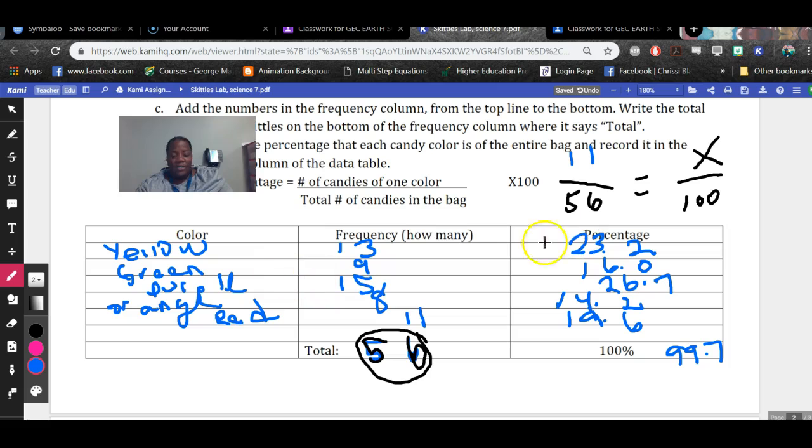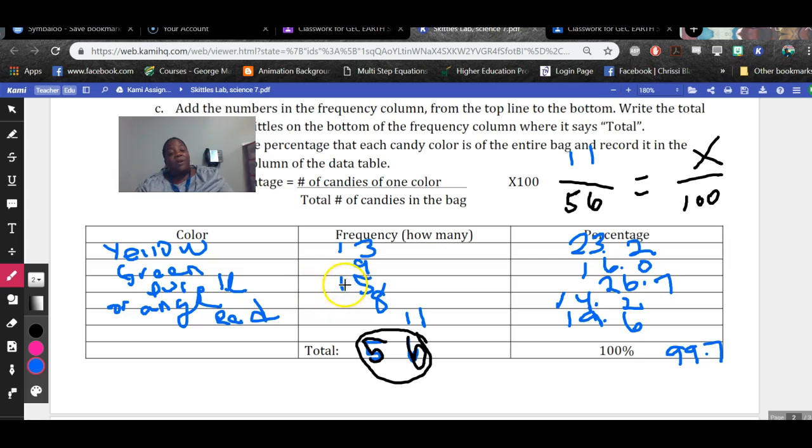So now you know the percentages of your candy. In my bag, I had 13 yellow Skittles. That means 23.2% of my bag was yellow Skittles. I had 9 green Skittles, so that means, as a percent, 16% of my bag was green Skittles.